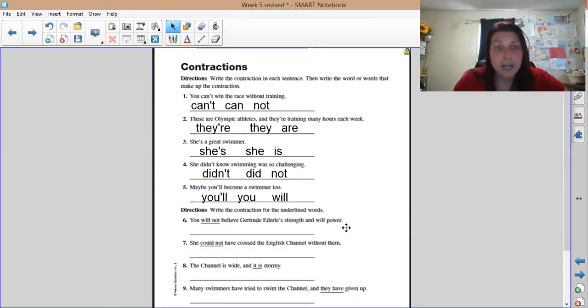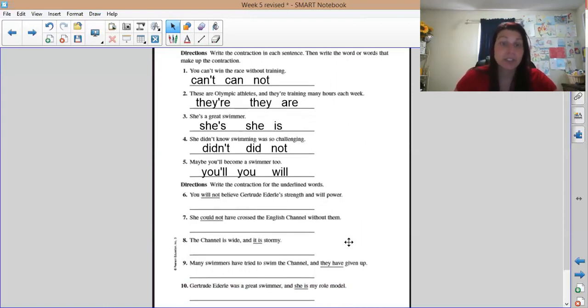Funny monkeys. All right, let's go down here, write the contraction. So we're working backwards. They're gonna give us the two separate words. We're gonna put them together.